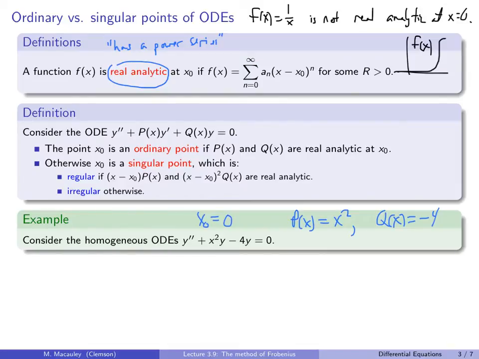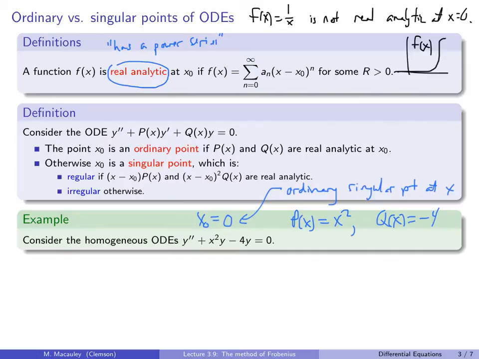So in other words, this thing here is an ordinary point at x equals 0. Well, I should say at x equals 0. Yeah, x naught equals 0 is an ordinary point.